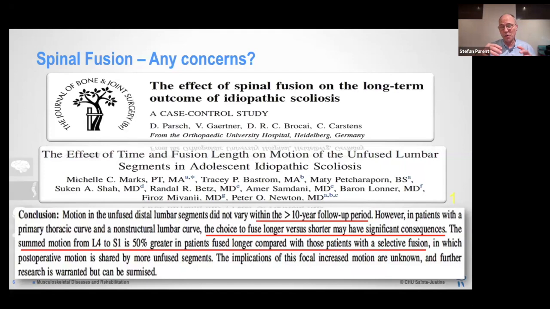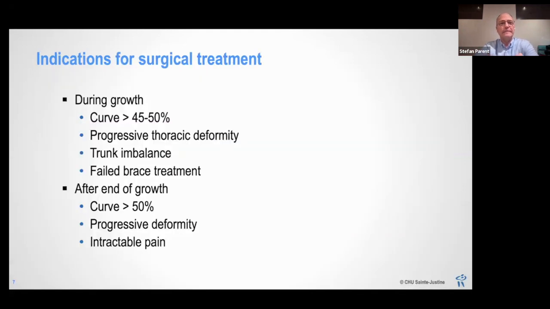So that motion that you were still maintaining was divided by less levels. So if you stopped at L1 versus L4, your total motion seemed to be similar, but your actual motion per level was higher. So that puts a lot more stress on these patients.